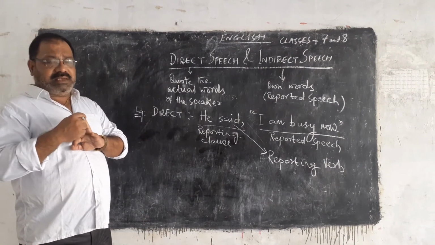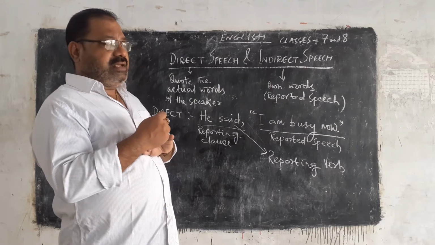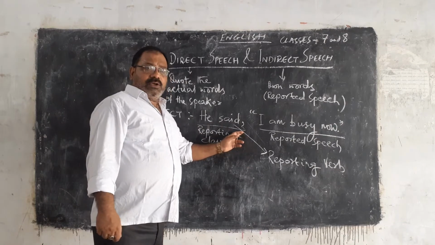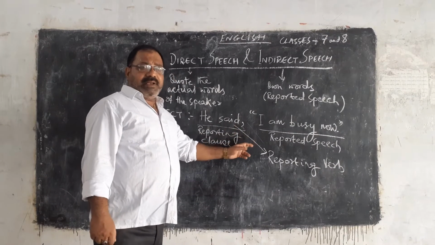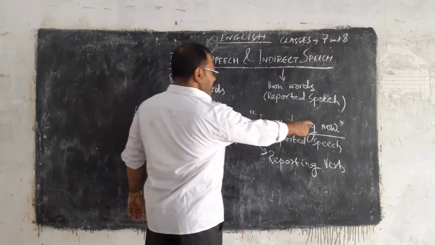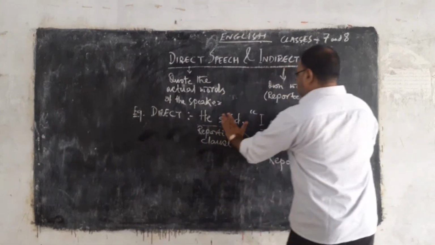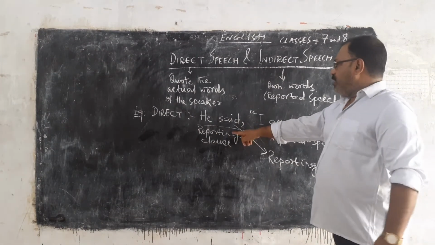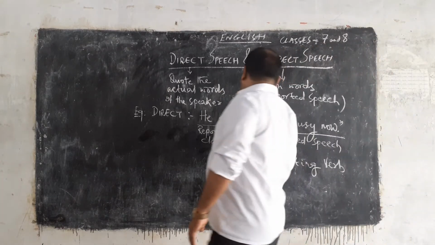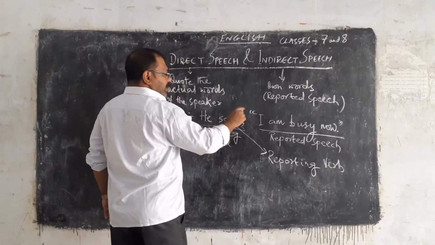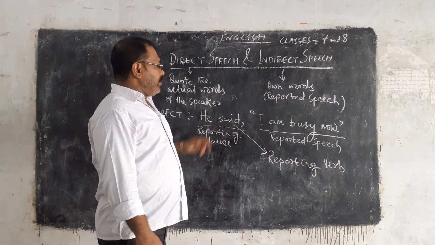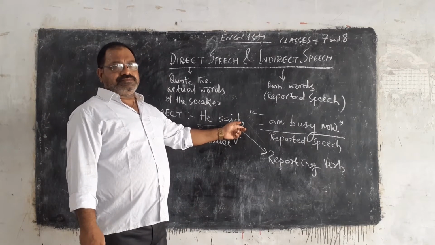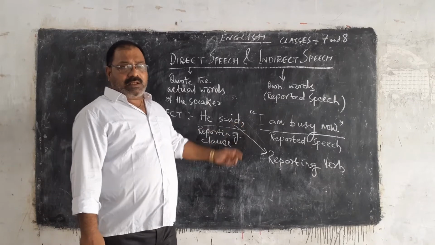Third, we have to maintain the basics of direct and indirect speech. Third is that we separate the reporting verb. Here the reporting verb is said. We separate this reporting verb from the reported speech. See, we have separated these two by putting a comma after the reporting verb. We separate the reporting verb from the reported speech by putting a comma.